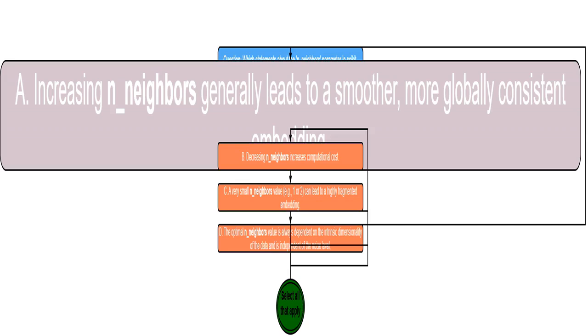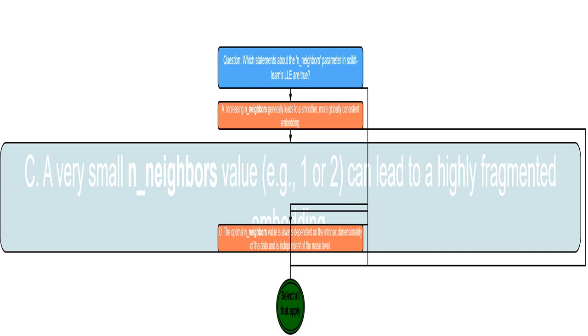This statement says that if you increase the number of neighbors that LLE considers, you'll get a smoother, more consistent representation of your data in lower dimensions. I agree with this because a larger neighborhood averages out more local variations, resulting in a smoother output. If you use only one or two neighbors, LLE is basically only looking at tiny local areas of your data. This means it might miss the bigger picture and create a very fragmented or disjointed output which may not reflect the global structure of the data.